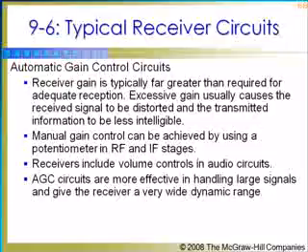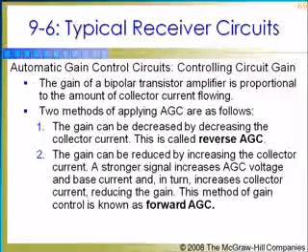So these AGC circuits are more effective in handling large signals and give the receiver a very wide dynamic range. The gain of a bipolar transistor amplifier is proportional to the amount of collector current flowing. So there are two methods of applying the AGC. First is the reverse AGC and next is the forward AGC.